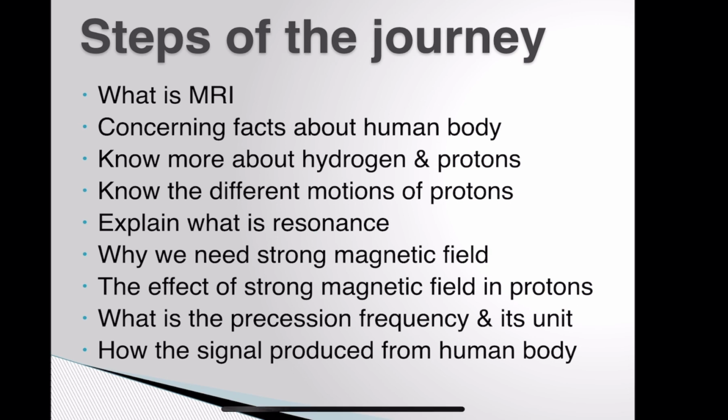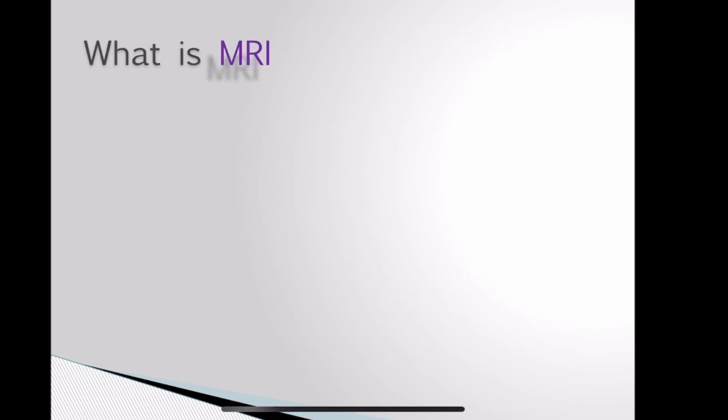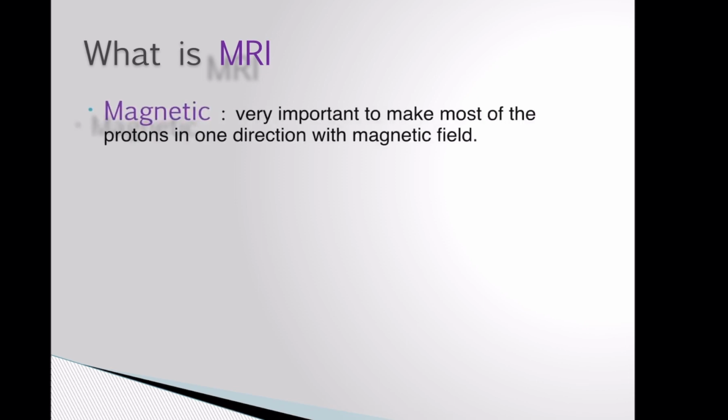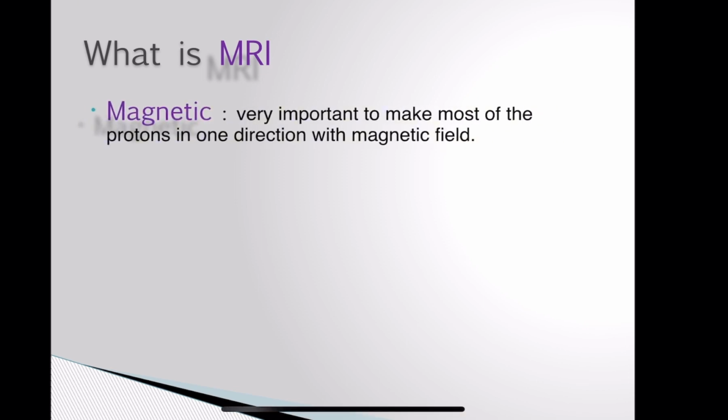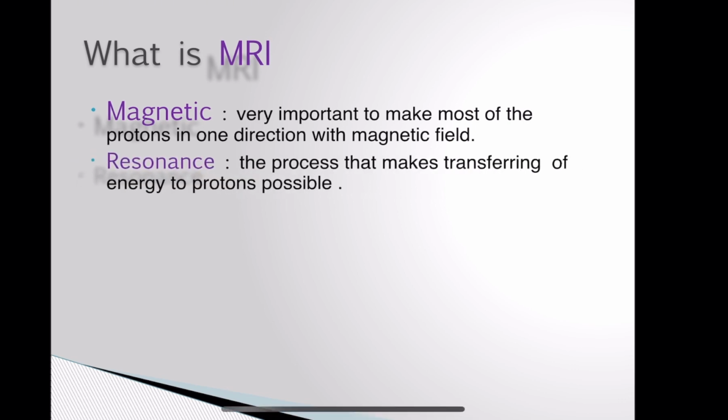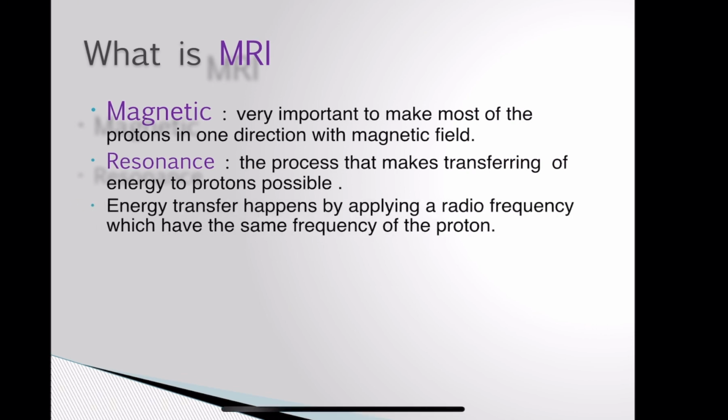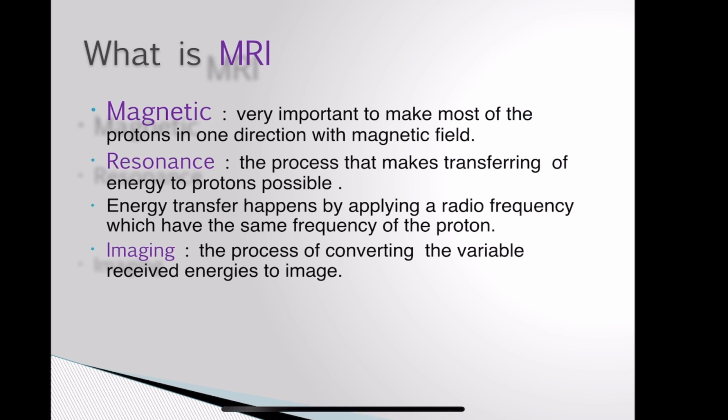What's MRI? MRI stands for magnetic resonance imaging. Magnetic: very important to make most of the protons point in one direction of the magnetic field. Resonance: the process that makes transferring energy to protons possible. Energy transfer happens by applying a radio frequency which has the same frequency as the protons. Imaging is the process of converting the variable received energies to an image.